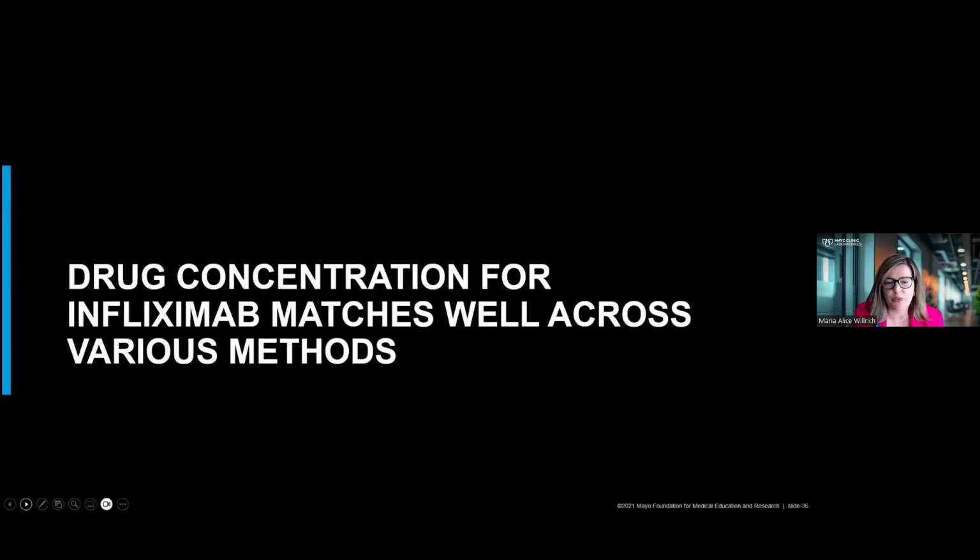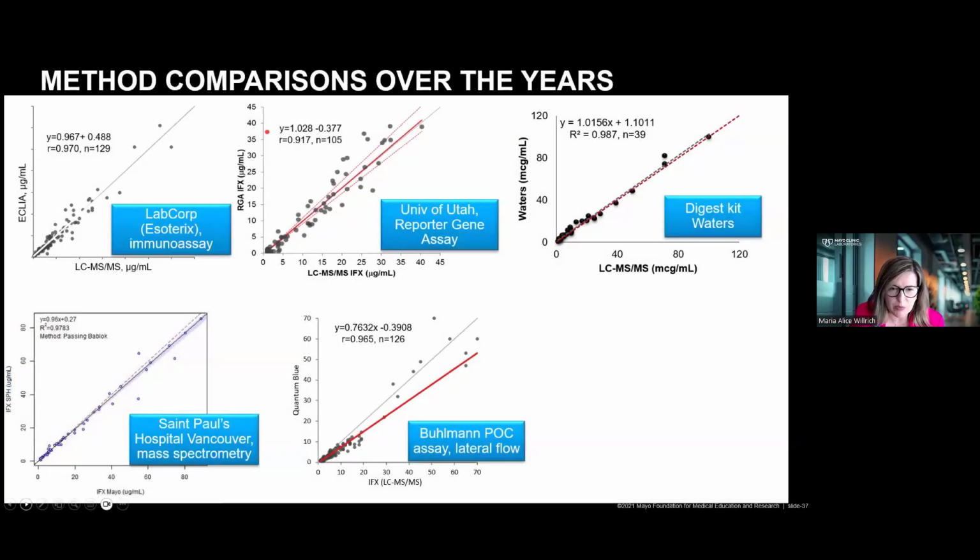The drug concentration for infliximab matches well across various methods. So we have participated in numerous method comparisons with other institutions over the years. And what we see is generally the drug concentration matches very well. So you can see here in these linear regressions, the slope is generally around 1 or very close to 1, except when an analysis with a point of care instrument was performed. The last one here, the human POC, we found a slightly higher difference, with a 25% bias, more or less. But generally, for the central clinical lab assays, the drug concentrations match very well.